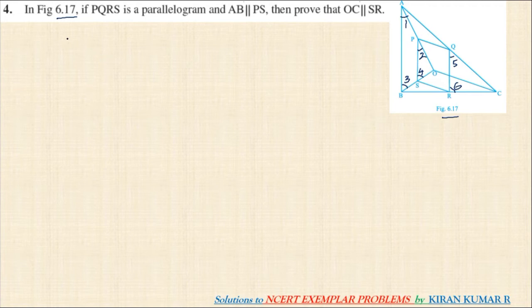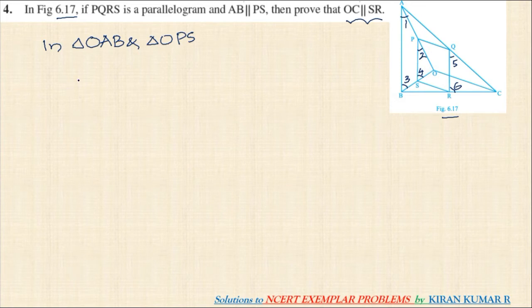What we need to prove? We need to prove that OC is parallel to SR. What I am going to do is, I'll consider some parts of the triangles here. One of the triangles, take OAB and triangle OPC, sorry, OPS and OAB. A smaller one, the larger one I am taking.